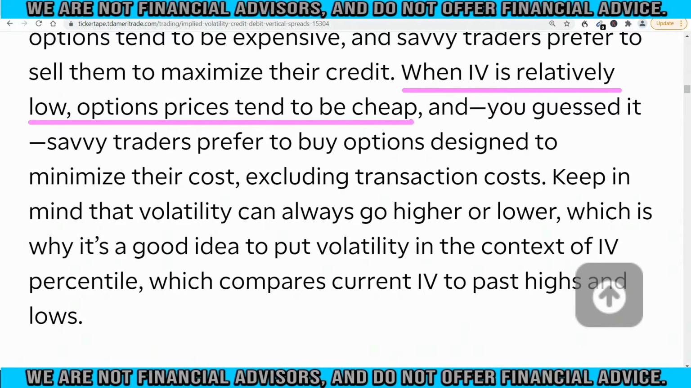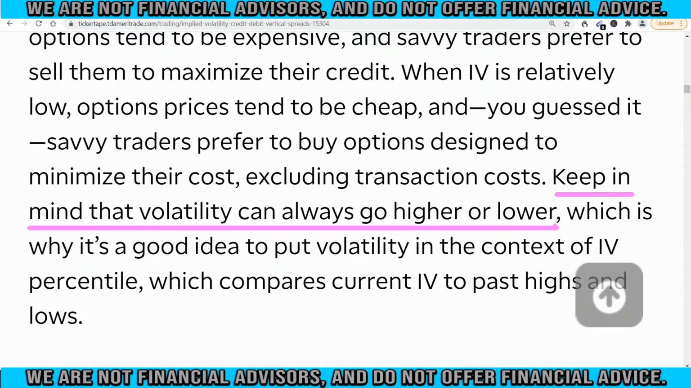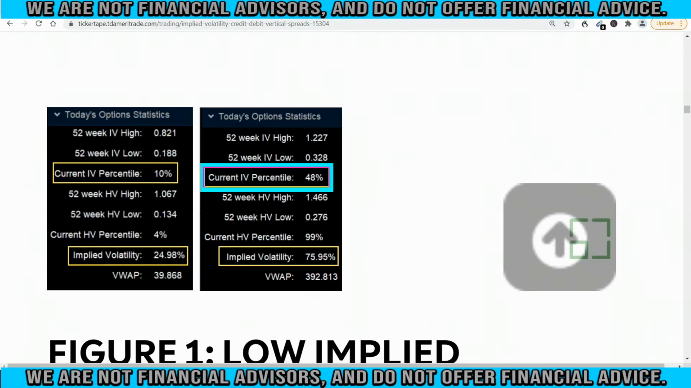And sometimes this is a trap. The reason it's a trap is just because it's low doesn't mean it can't go lower. Or for the flip side, just because it's high doesn't mean that it can't go higher. One of the rules we like to use is the current percentile of implied volatility.